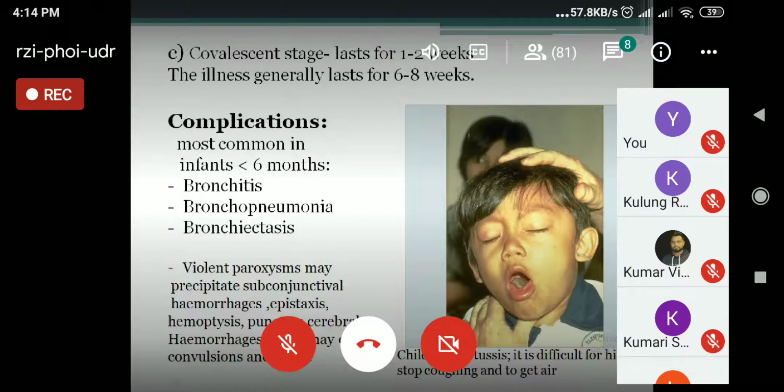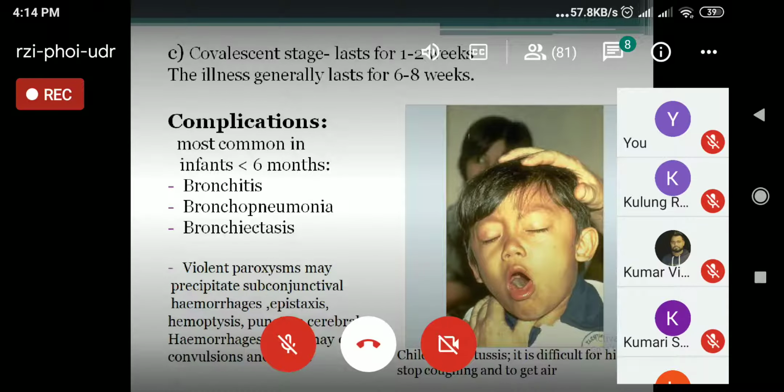So, how to diagnose? You have to take the swab from the nose and pharynx, and you have to send it for the culture, and from the throat, the pharyngeal swab, that is from the throat. And fluorescent antibody technique test helps in rapid diagnosis of pertussis. That can also be done.